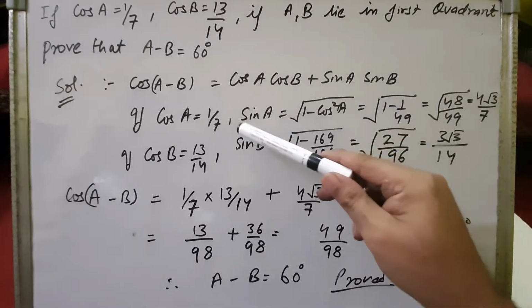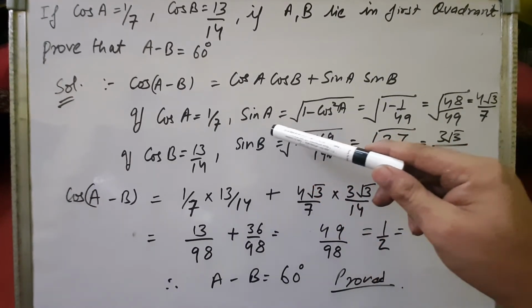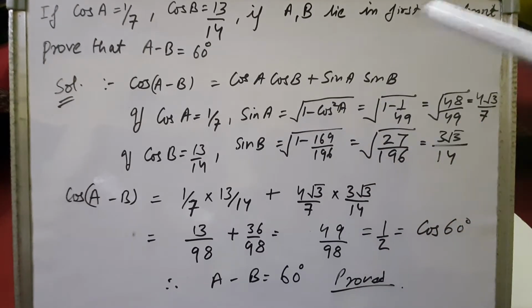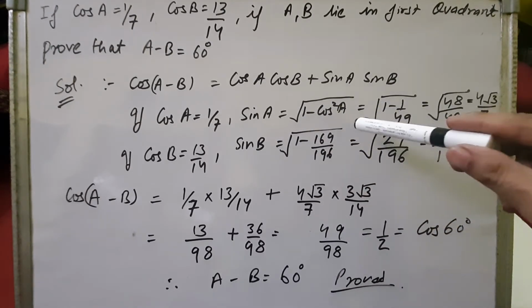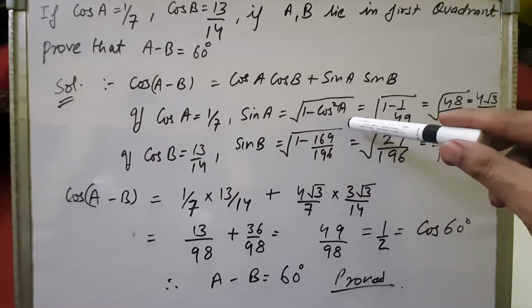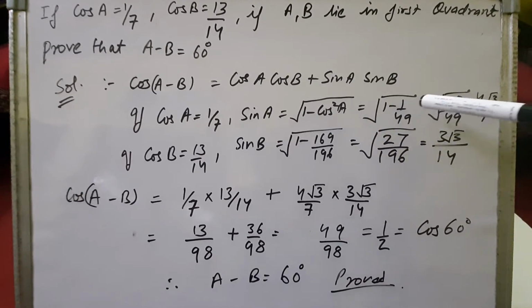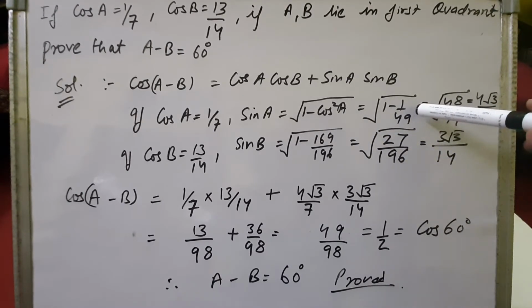Now if cos A is 1 by 7, the value of sin A will be under root 1 minus cos square A, because sin square A plus cos square A equals 1. From that formula, making sin A the subject, we get sin A equals under root 1 minus cos square A. Right children? So when we substitute the value of cos A as 1 by 7, cos square A will be 1 by 49. 1 minus 1 by 49 gives sin A as 4 root 3 upon 7.